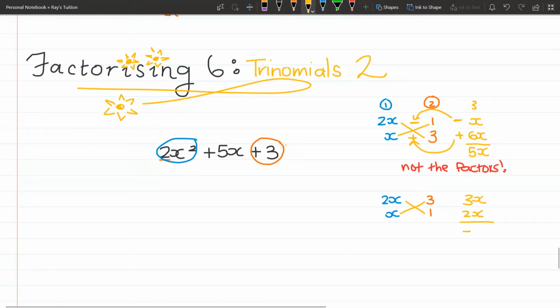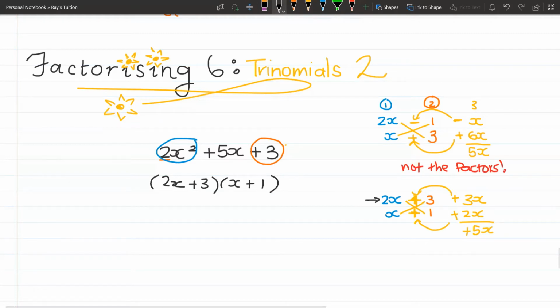And once again, we're looking for our middle term, which is 5x. How do we get 5x? By saying plus 2 plus 3. So the plus goes there and the plus goes there. And this time these factors work because we're looking for positive 3 and we have a positive times a positive. So that means our factors therefore are 2x plus 3 and x plus 1. So that is how we get our factors.